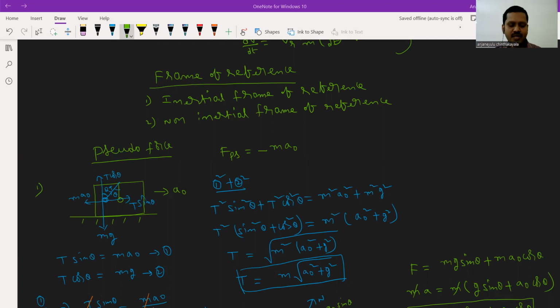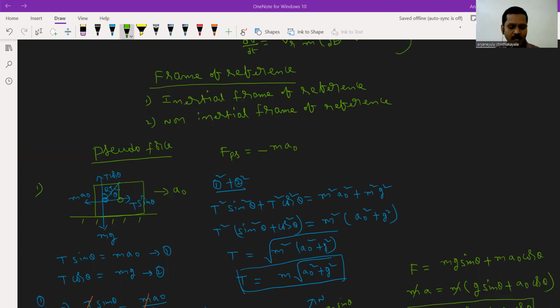The frame of reference in which Newton's laws of motion are applicable is called an inertial frame of reference. Inertial frames are either at rest or move with uniform velocity with respect to their fixed imaginary axis. Those frames are called inertial frames of reference. Examples: a lift at rest, a lift moving up or down with a constant velocity. These are examples of inertial frames of reference.